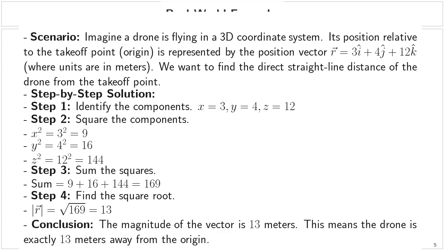To conclude our calculation, the magnitude of the vector r is 13 meters. In practical terms, this tells us that the drone is exactly 13 meters away from the origin. Now that we have covered the theory and the formula, let's put everything we've learned into practice with a real-world example. As we move to the next slide, I want you to pay close attention because I'll be highlighting some common pitfalls where students often lose marks during these types of calculations.